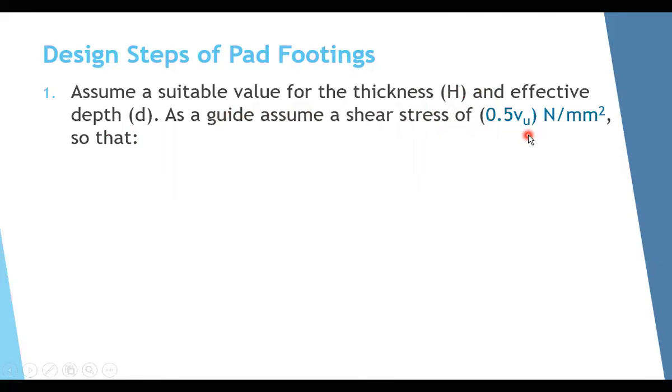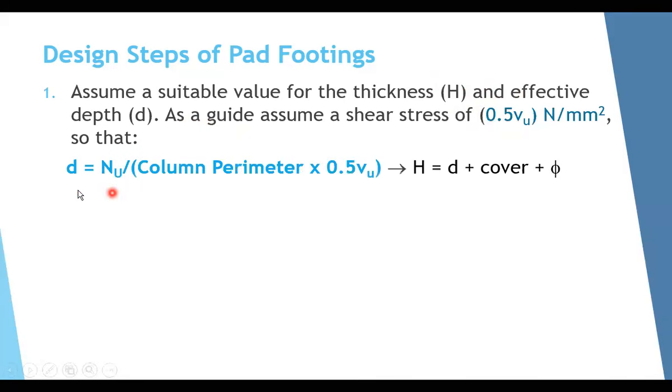0.5 the ultimate shear stress in Newton per millimeter square. According to the BS code, the V ultimate equals the minimum of two values, 5 Newton per millimeter square or 0.8 square root of FCU. So this is only a guideline to help you get an initial H of the footing, or a depth of the footing. So once we assume that, we can calculate the depth of the footing equals N ultimate.